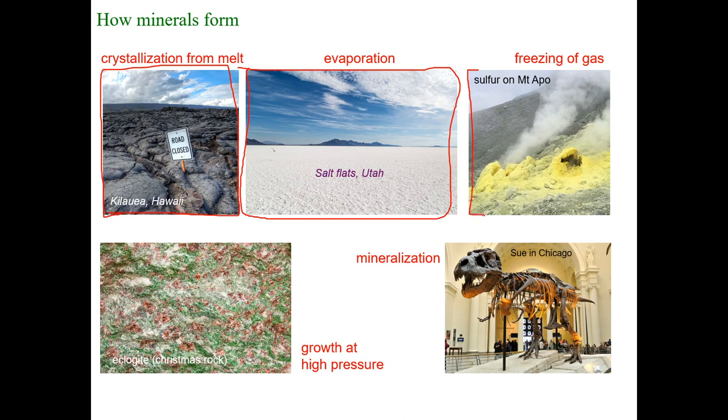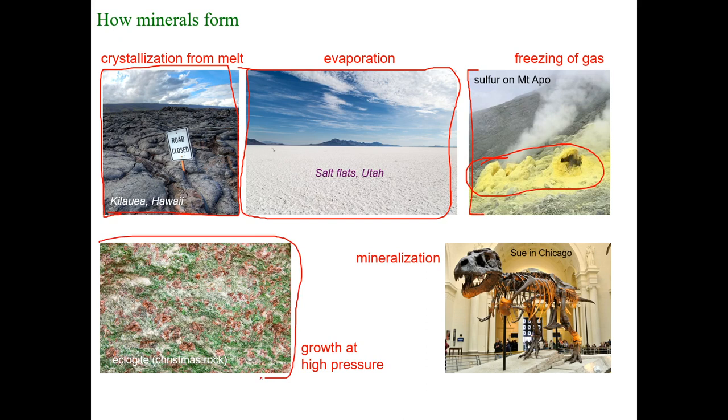Something you might not think about too much is freezing of a gas. For example, places where there's volcanic activity can leave behind a lot of gases, and those emitted gases can freeze and form minerals. For example, you can see all the yellow sulfur from the sulfur gas being emitted by the volcano. Okay, another one is growth at high pressure.